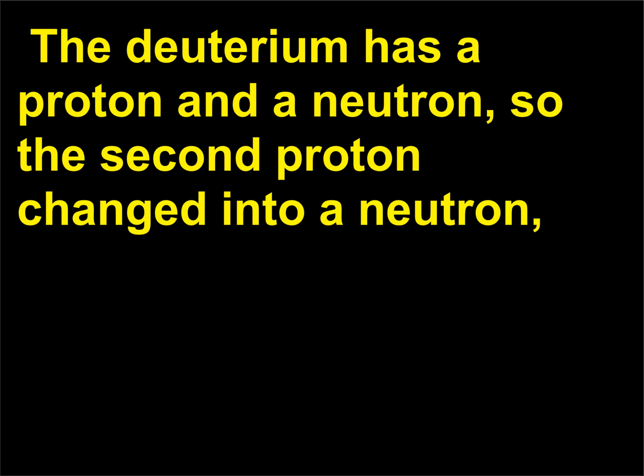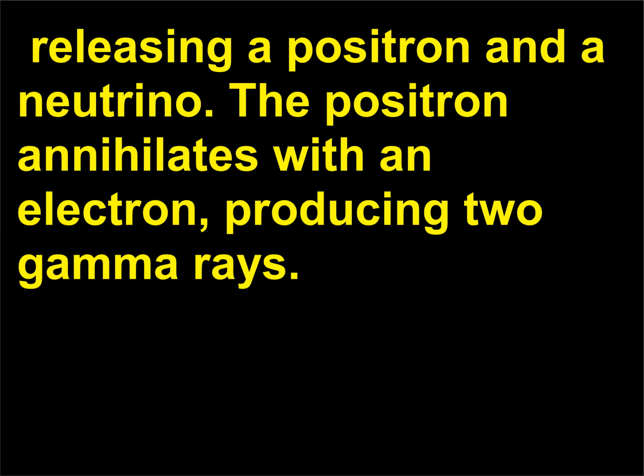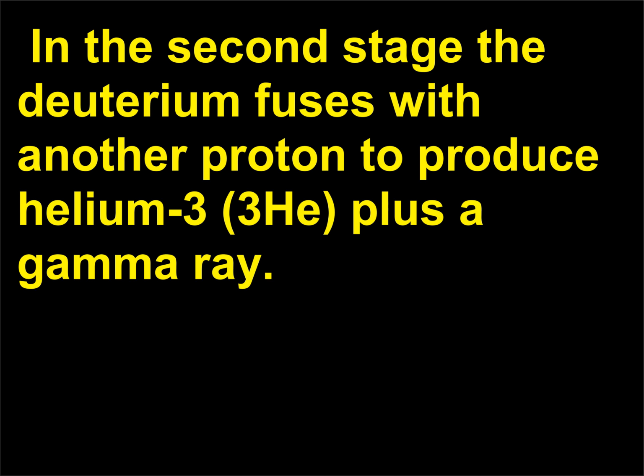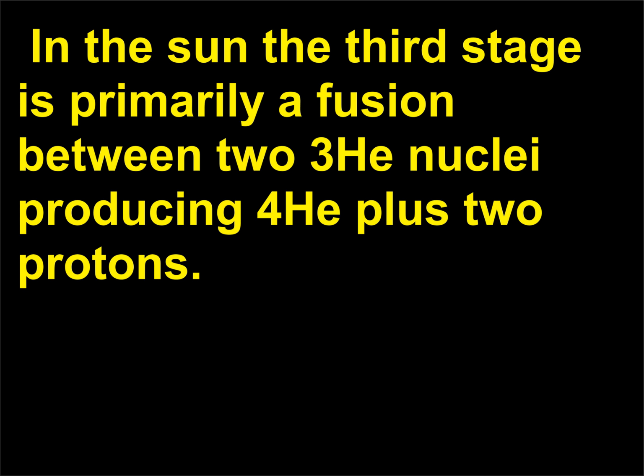The deuterium has a proton and a neutron, so the second proton changed into a neutron, releasing a positron and a neutrino. The positron annihilates with an electron, producing two gamma rays. In the second stage, the deuterium fuses with another proton to produce helium-3, 3He, plus a gamma ray. In the Sun, the third stage is primarily a fusion between two 3He nuclei producing 4He plus 2 protons.